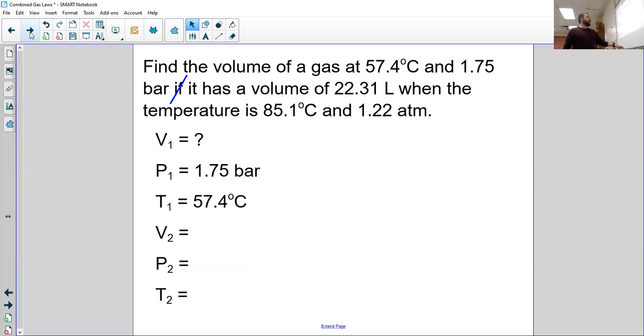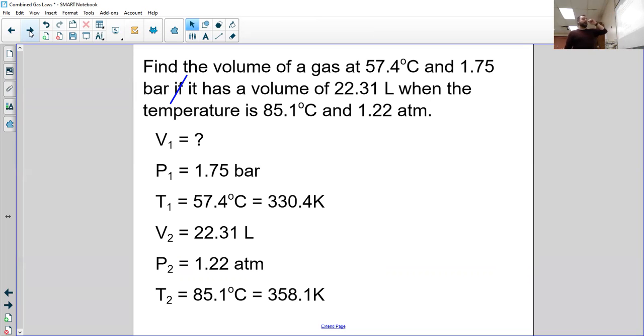So in the first half, we have 1.75 bar as our pressure. We have 57.4 degrees Celsius as our temperature. Then we move on to the second half, and we have V2 is equal to 22.31 liters, P2 is 1.22 atmospheres, and T2 is 85.1 degrees Celsius. We don't like to use the unit of Celsius, so we're going to convert those into Kelvin by adding 273 to each one of those.